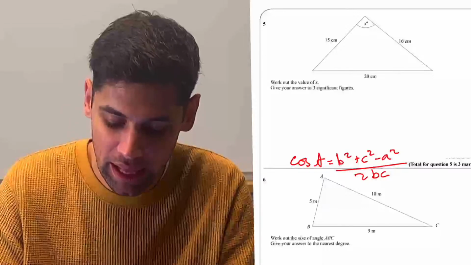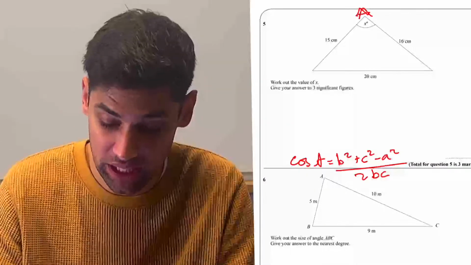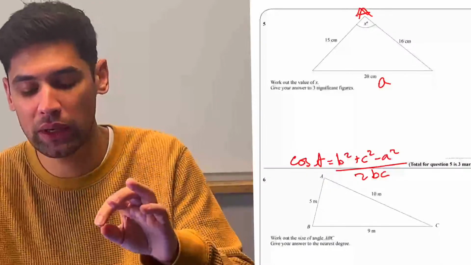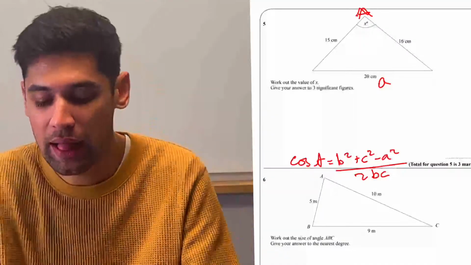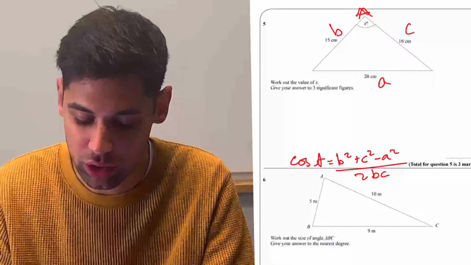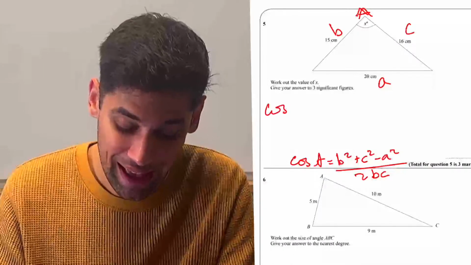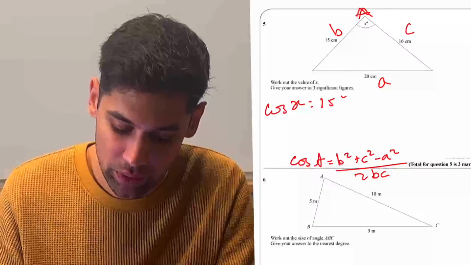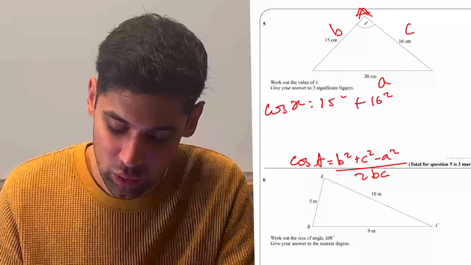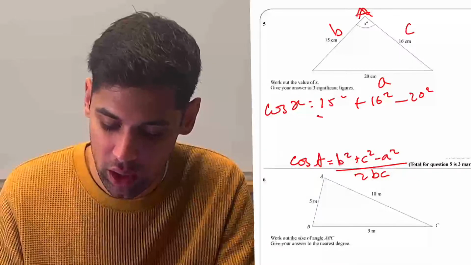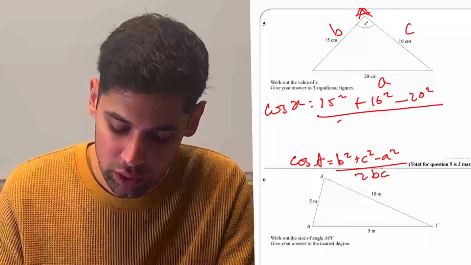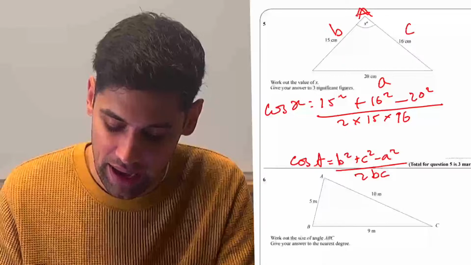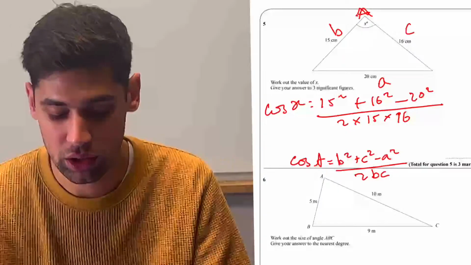So we're looking for angle A. So this has to be angle A because that's what we're looking for, which means this has to be length A. Really, really important that the A's are opposite each other. Then once again, it doesn't matter which one of these is B or C. We'll just do it that way around. So cos A in our case here is 15 squared plus 16 squared minus 20 squared over 2 times 15 times 16. And this once again is just plugging it into your calculator.